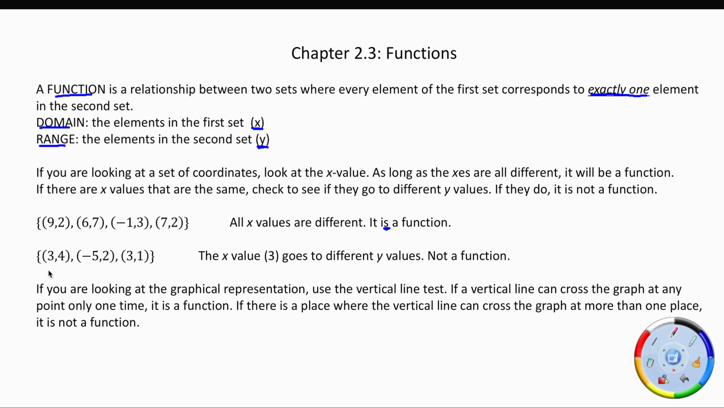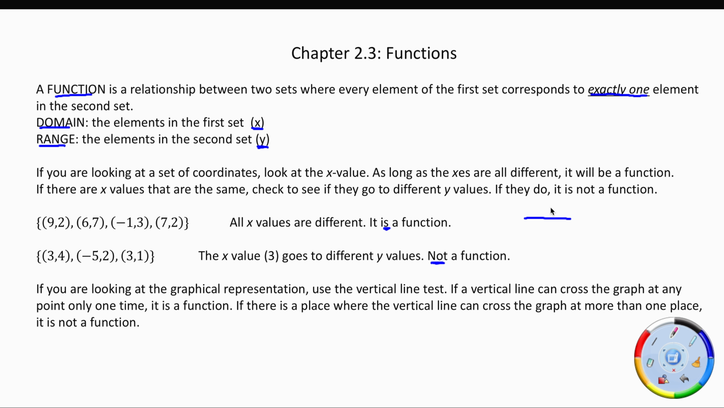This one, is it a function? Well, let's check the x values. 3, -5, 3. Wait a minute. Do those 3's go to different y coordinates? Yes, they do. This is not a function.